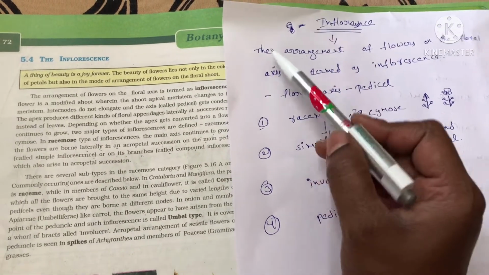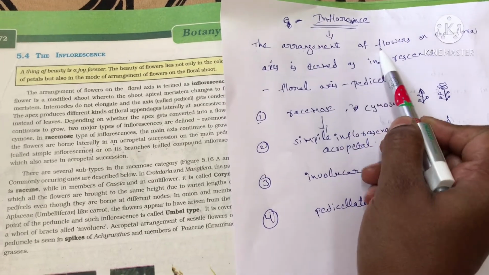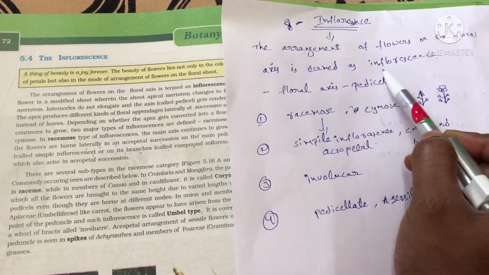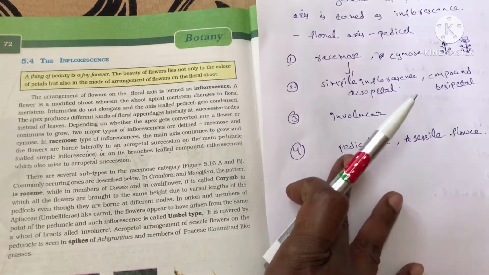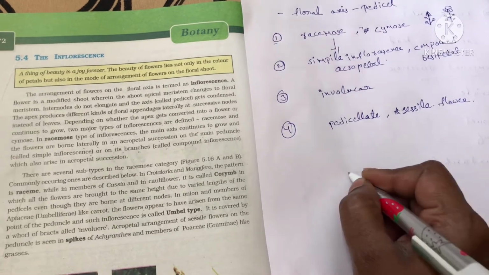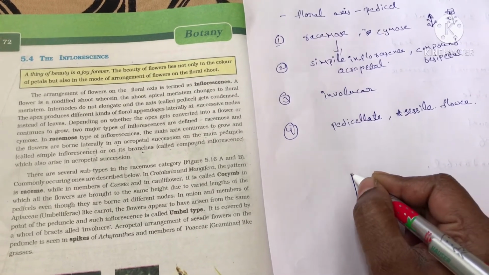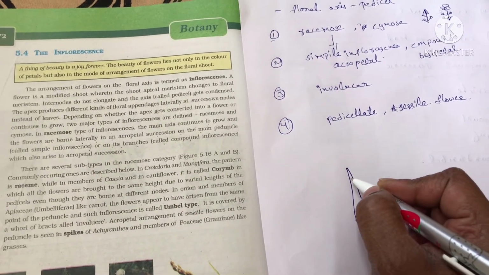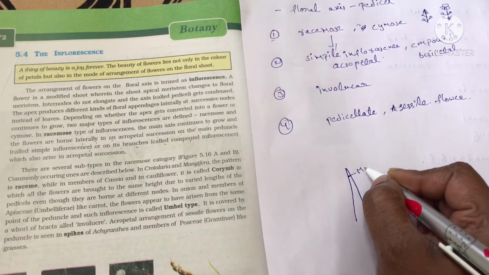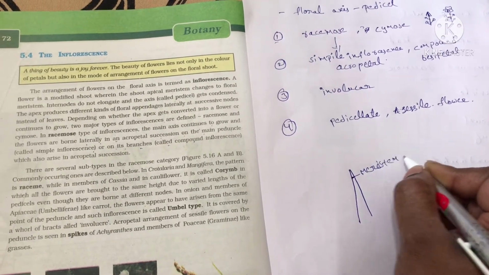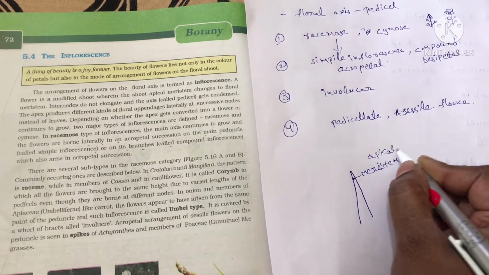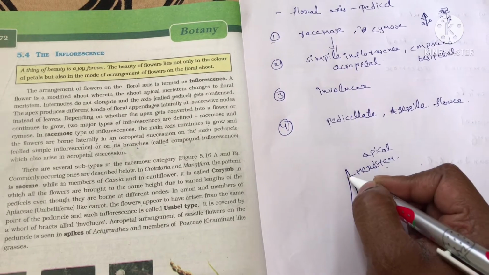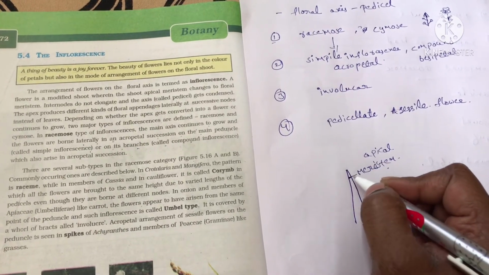Listen carefully. The arrangement of flowers on the floral axis is termed as inflorescence. That means the arrangement of flowers on the axis. This is actually the stem apical region, or stem apical part, or terminal part. This terminal part has the meristematic cells, apical meristematic cells. These apical meristematic cells divide and redivide, produce a number of cells and increase the length of the axis.